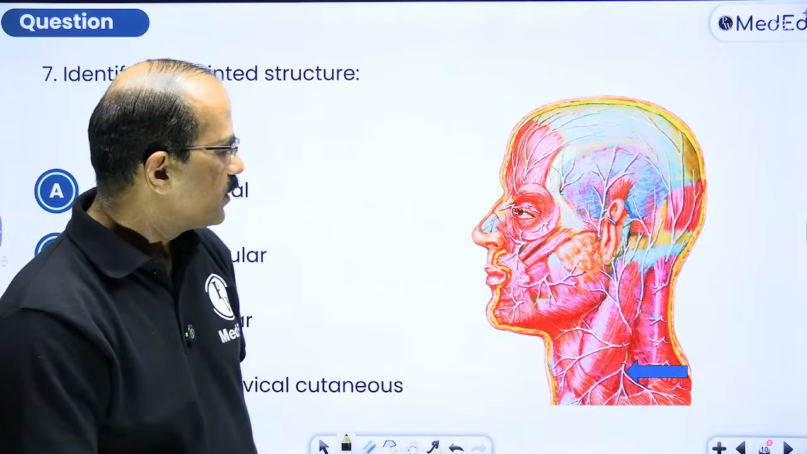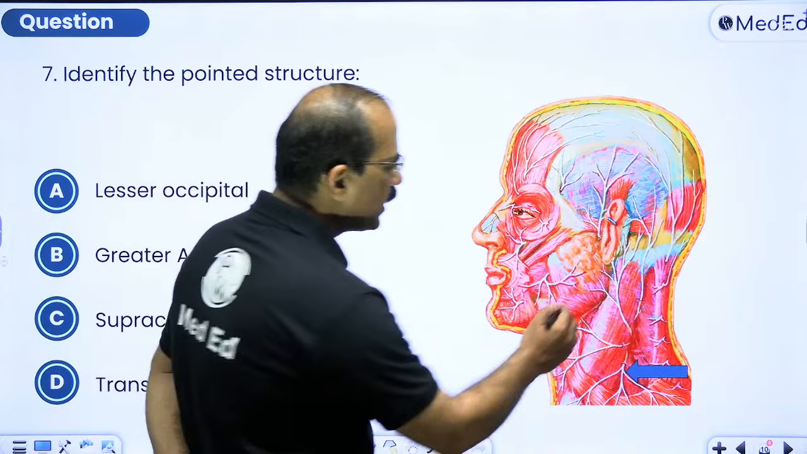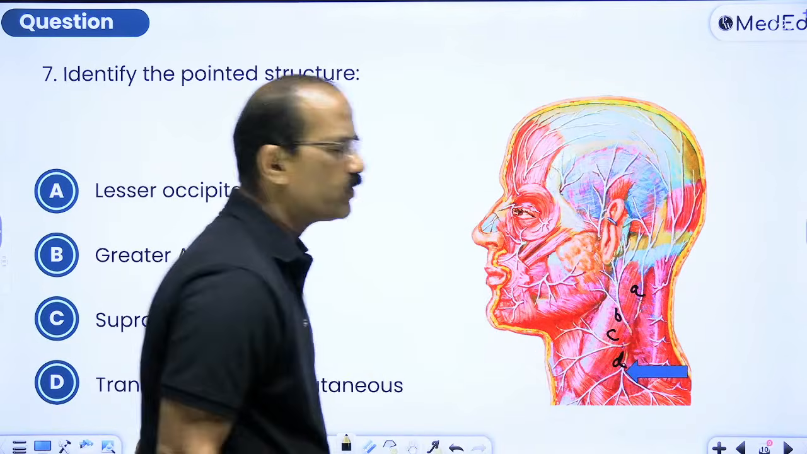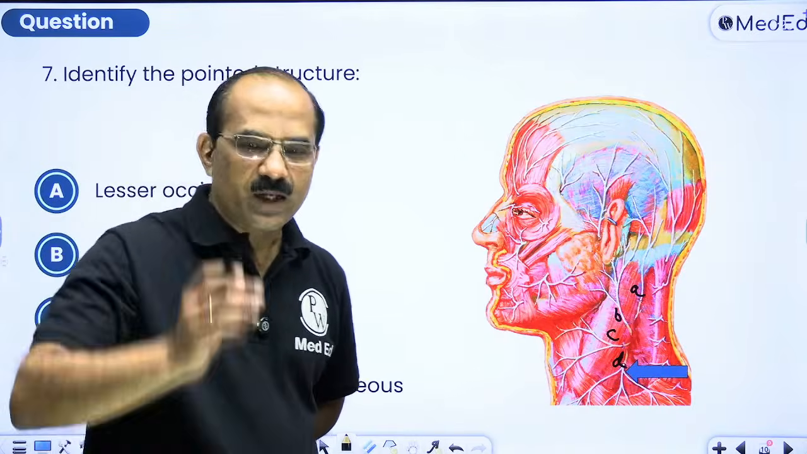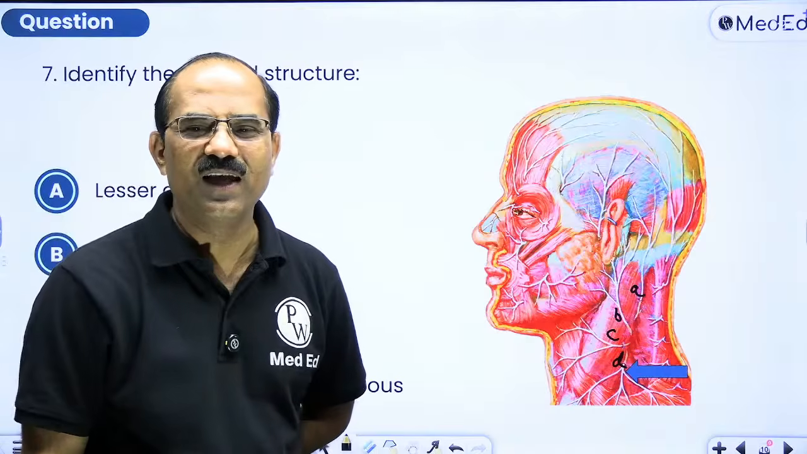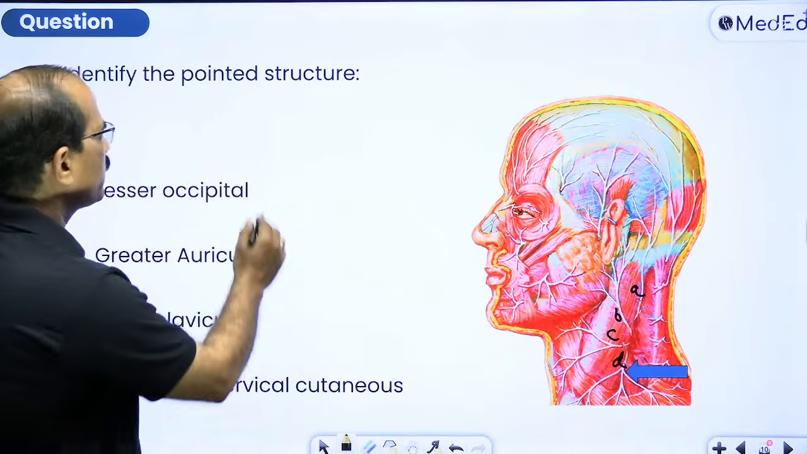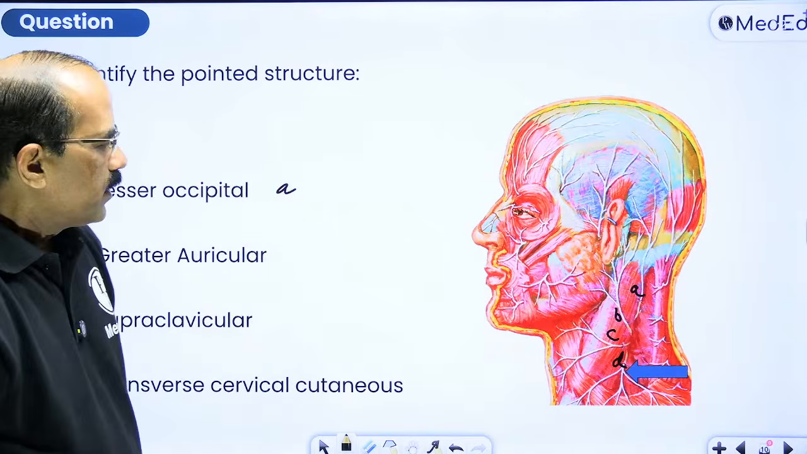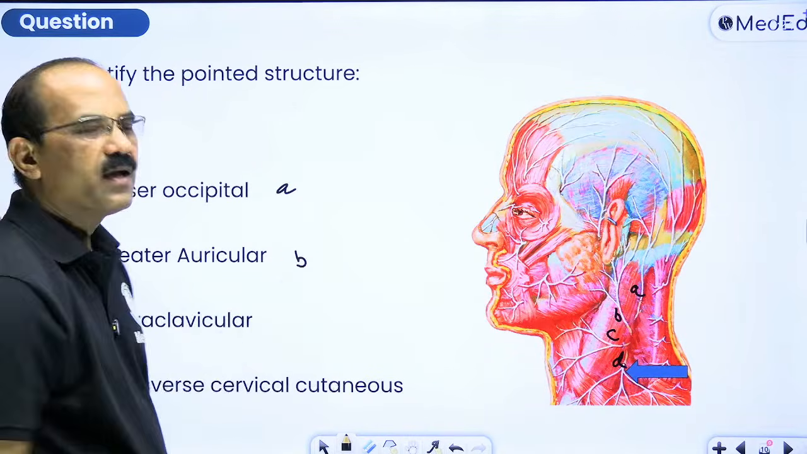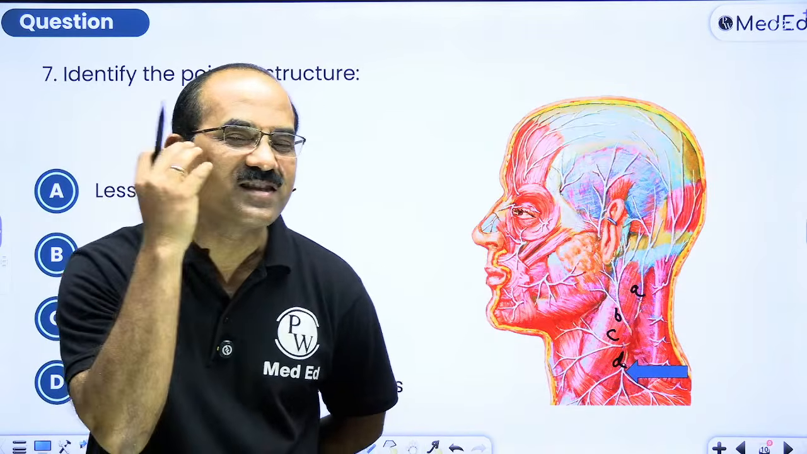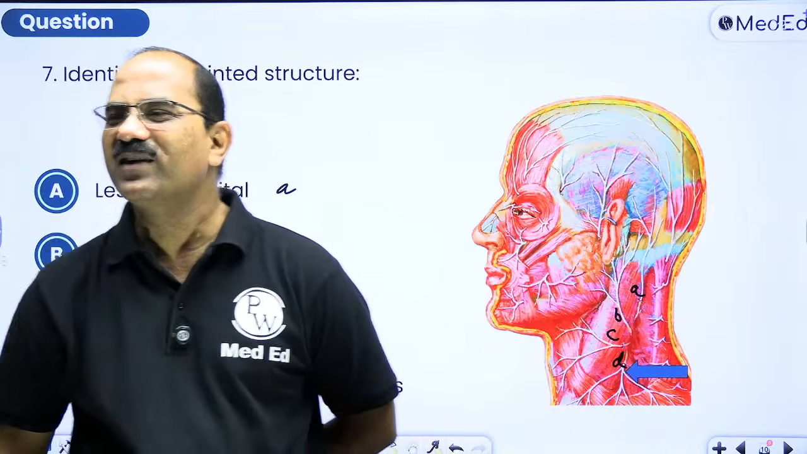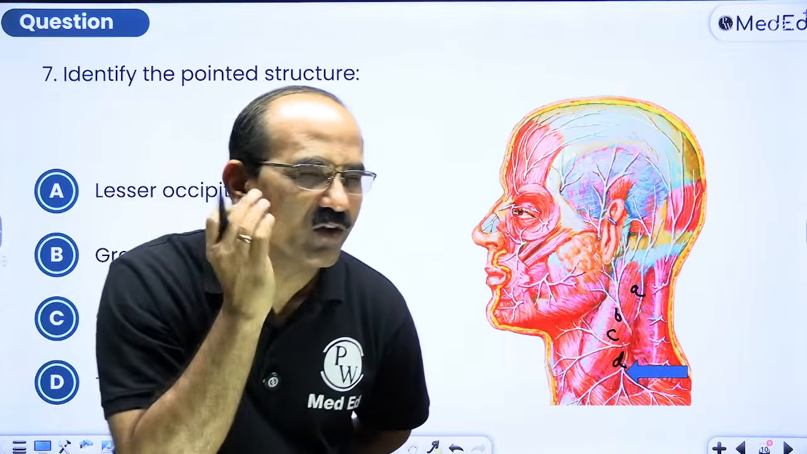Okay? So tell me, what is this A? What is this B? What is this C? And what is this D? Pointed structure. A supplies the skin over the occiput. A is the lesser occipital nerve. B is the greater auricular nerve. This greater auricular nerve supplies the skin over the angle of the mandible. This you know. The greater auricular nerve is the nerve that supplies the skin over the angle of the mandible.